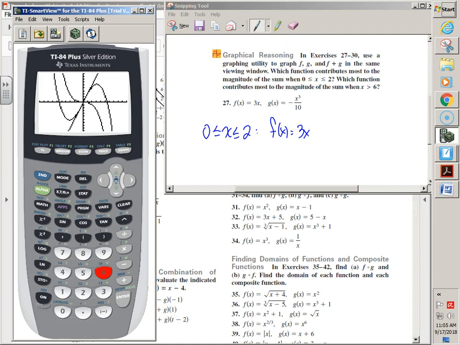What starts happening? Who's he following now? The line? No. Why? If you plug in a 6 to this guy, who's going to be stronger? The negative pulling them down or the line trying to push them up? The negative pulling it down.